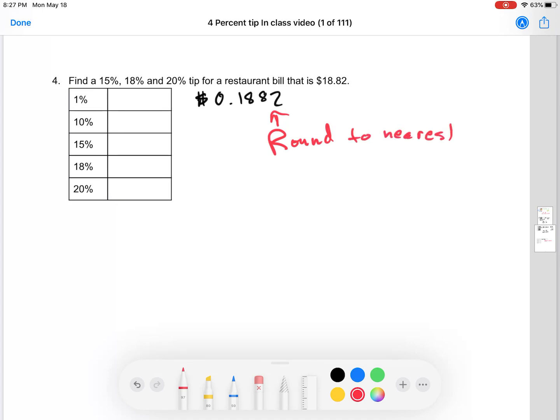Because that's the best we can do. And that's what they would do if they were in a restaurant or something like that. I mean, not that they're trying to calculate that stuff, but that's the type of thing it would be. So this will turn out to be what? $0.19, right? 10% then is moving that decimal place over, and we're going to round that one too.